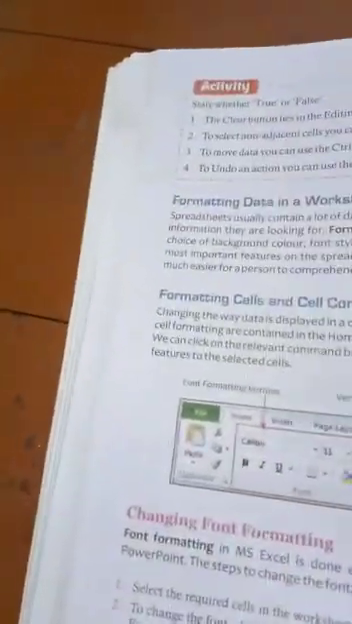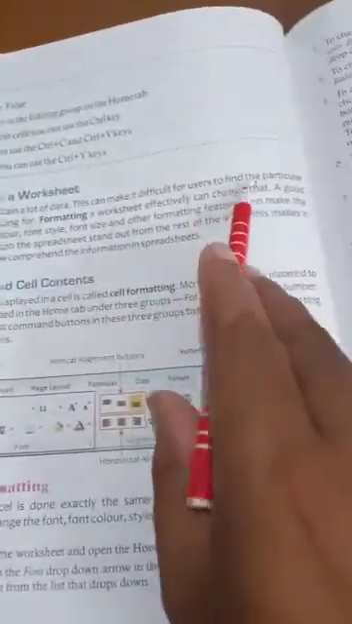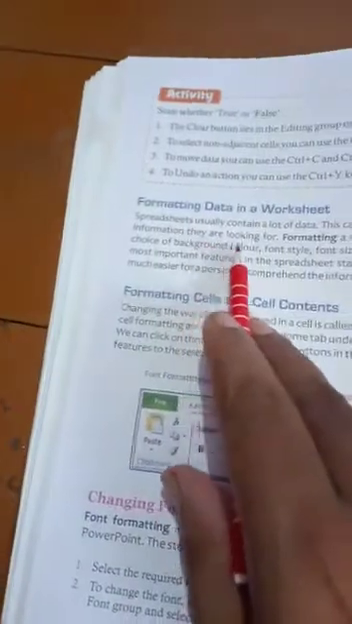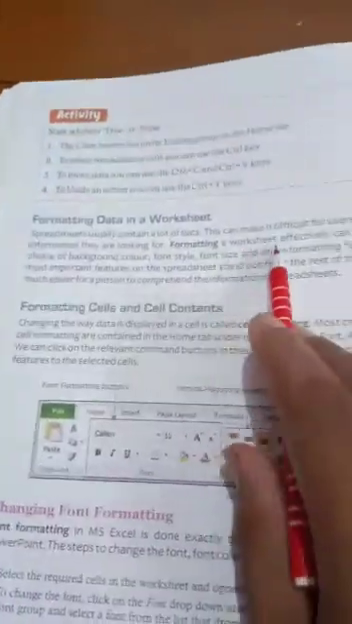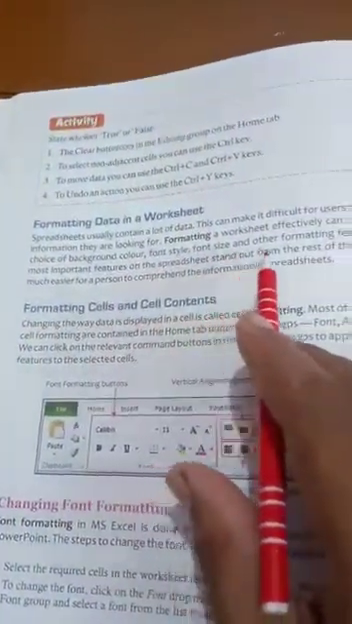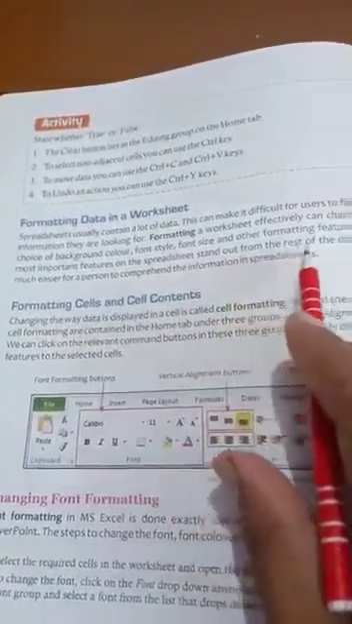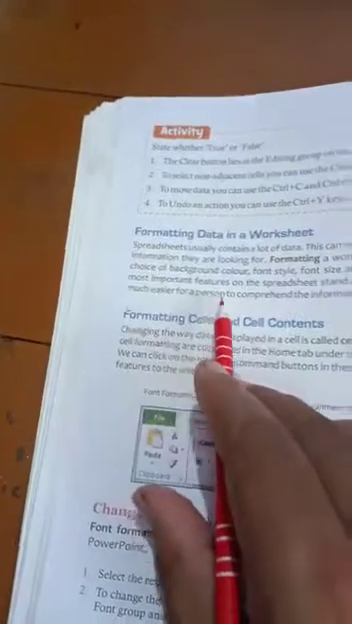So formatting means spreadsheets usually contain a lot of data. This can make it difficult for users to find the particular information they are looking for. Formatting a worksheet effectively can change that. A good choice of background color, font style, font size and other formatting features can make the most important features on the spreadsheet stand out from the rest of the data. This makes it much easier for a person to comprehend the information in a spreadsheet. Okay students, so that is very easy.